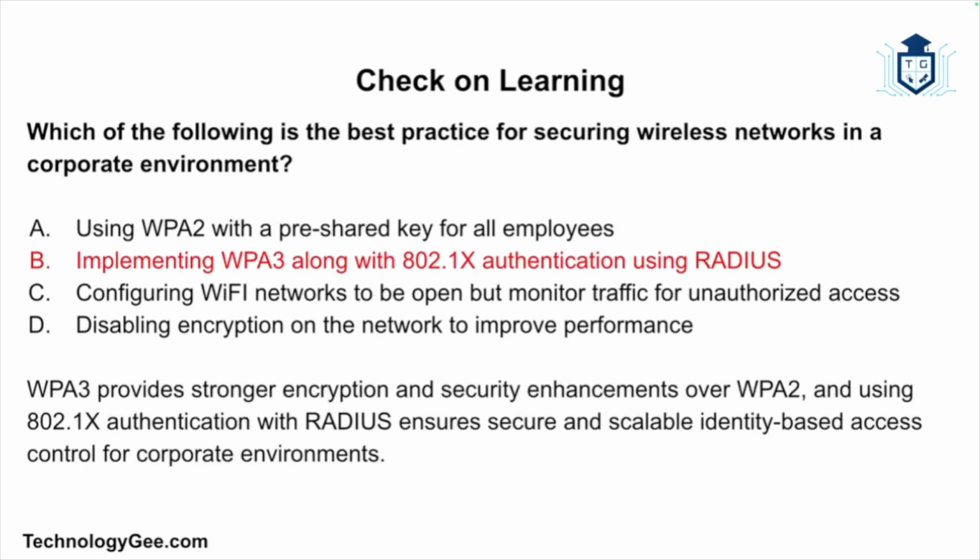And the correct answer would be implementing WPA3 along with 802.1x authentication using Radius. WPA3 provides stronger encryption and security enhancements over WPA2, and using 802.1x authentication with Radius ensures secure and scalable identity-based access control for corporate environments.